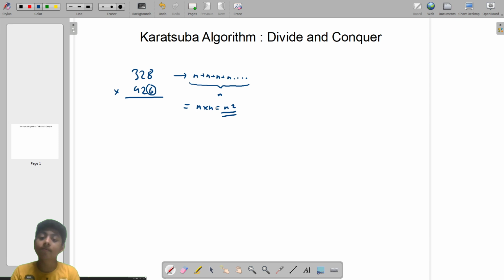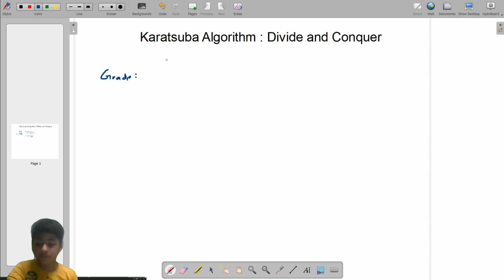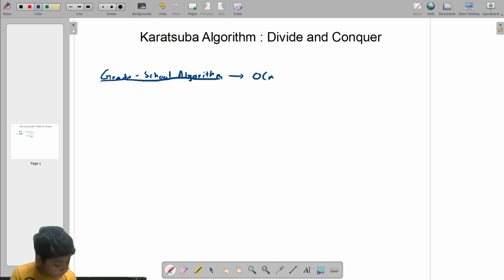Suppose instead we consider p and q digit numbers, then pq multiplications you will have to do. So we can understand that its time complexity, like we can say the grade school algorithm, in which we perform shifted addition, has a time complexity of O of n squared.